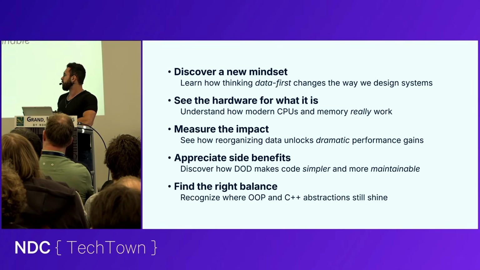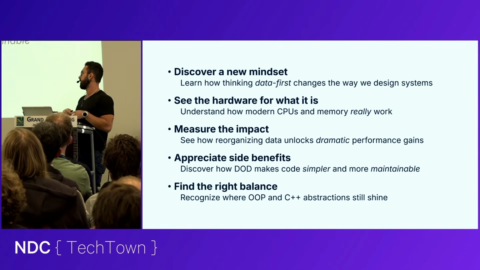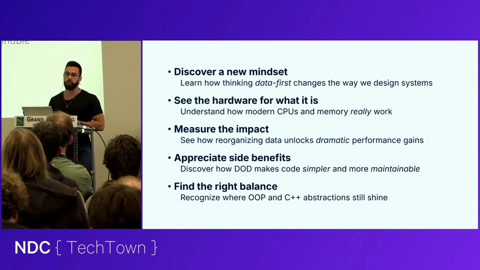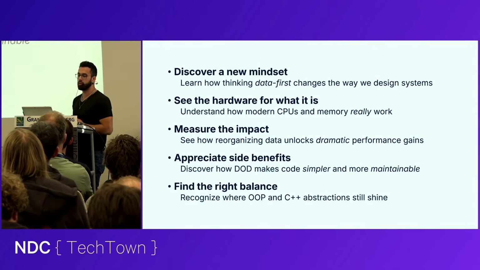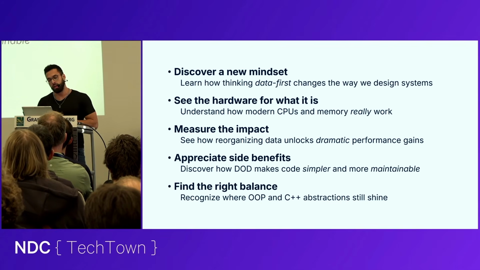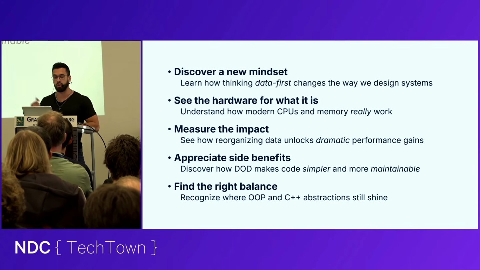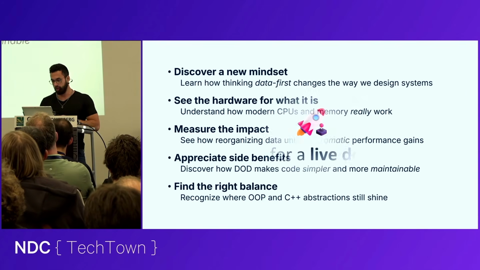And lastly, I'm not a very dogmatic person. I'm not saying, hey, you should completely get rid of OOP and abstractions are bad. I kind of want to find a balance, something in the middle. So I'm going to try to also point out where using good old style OOP and C++ abstractions can still help you achieve your goals without sacrificing performance.